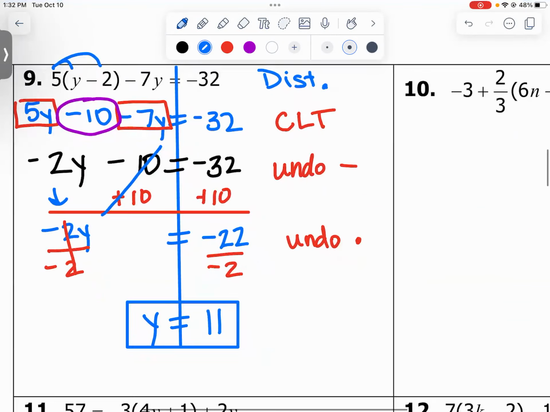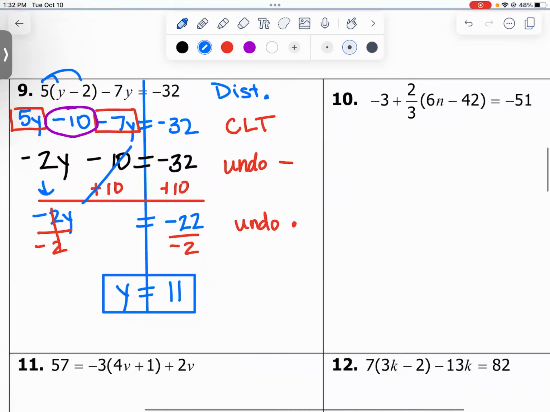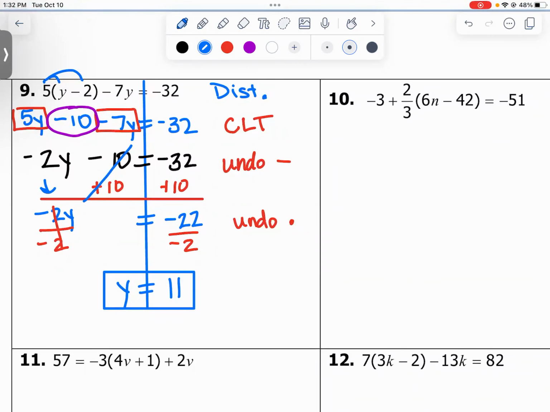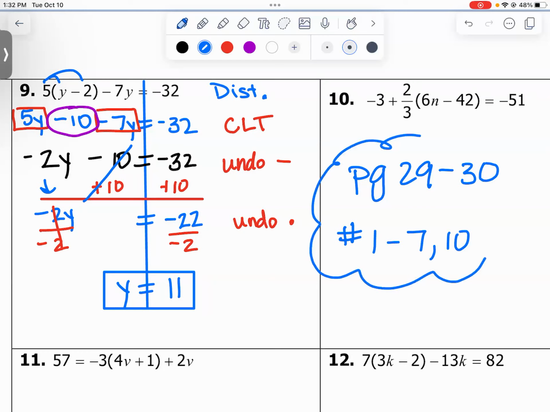Okay. All right, so you're all going to get started on number 1 on the next page. On page 29 to 30, you are going to do numbers 1 through 7 and 10. So you have 8 problems to do for me, and you have to get number 1 done right now. I wrote them up here, so you can see them.